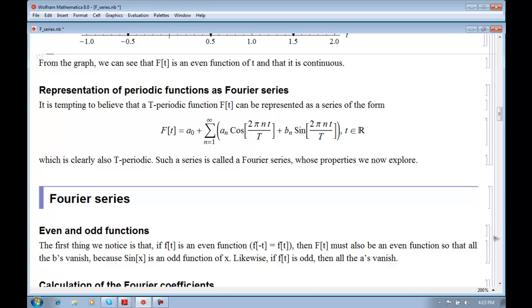So this is a periodic function with period T, and it's tempting to believe that we can represent this periodic function by a Fourier series of the form a constant plus a sum over the integers of coefficients an and bn times respectively the cosine of 2 pi nt over T and sine 2 pi nt over T. This is clearly also capital T periodic. This series is called a Fourier series, and we'll explore its properties.